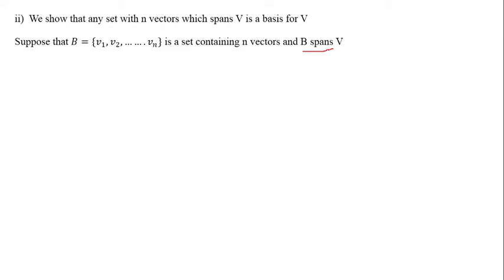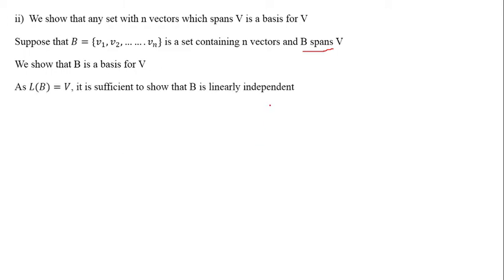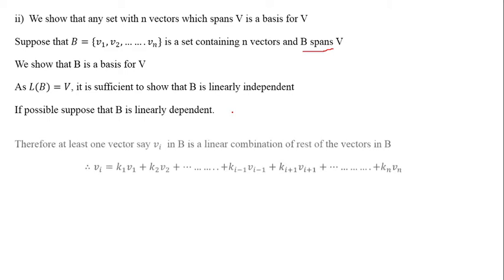B spans V means every vector in V is a linear combination of vectors in B. We have to show that this B is a basis, and our assumption is that B spans V. So it remains to show that B is linearly independent. Let us prove this result by contradiction. So if possible, let us see what happens if B is linearly dependent. Suppose that B is linearly dependent.